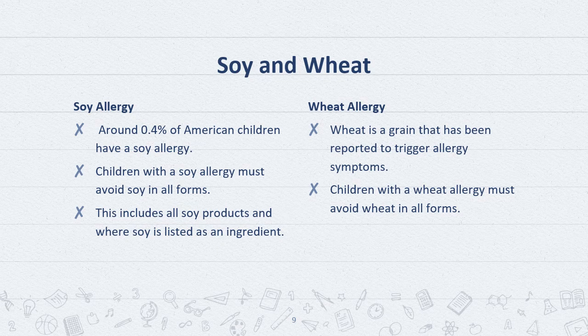Soy and wheat. According to kidswithfoodallergies.org, around 0.4% of American children have a soy allergy. Children with a soy allergy must avoid soy in all forms. This includes all soy products and where soy is listed as an ingredient. Wheat allergy. Wheat is a grain that has been reported to trigger allergy symptoms. Children with a wheat allergy must avoid wheat in all forms.